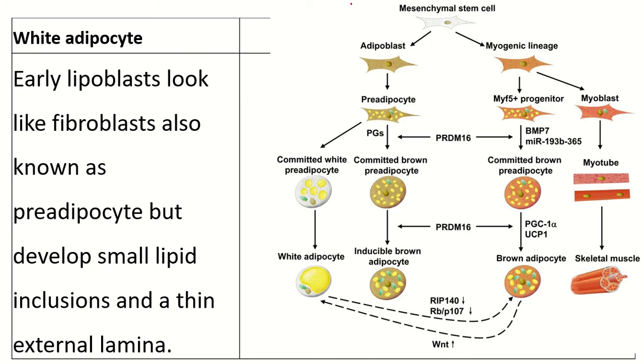The development of white adipocyte. Mesenchymal stem cell is converted into the adipoblast, which is converted into pre-adipocyte, and pre-adipocyte is converted into committed white adipocyte which contains multiple lipid droplets, and these lipid droplets unite and form a single lipid droplet, and the white adipocyte is formed. And this pre-adipocyte also forms some inducible brown adipocyte. You know, due to exercise and taking some specific food in adults, the amount of brown adipocyte can be increased.